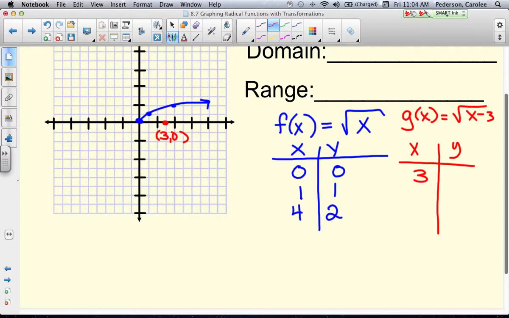I'm just going to put it over here. Then the next ordered pair is going to shift 3 to the right, so now it'll be 4, 1. And then the next one, 4, 2, will be shifting 3 to the right, so that will be 7, 2. So over 4, up 1, over 7, up 2.